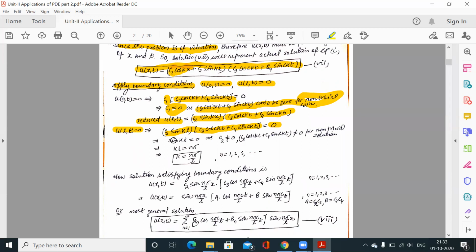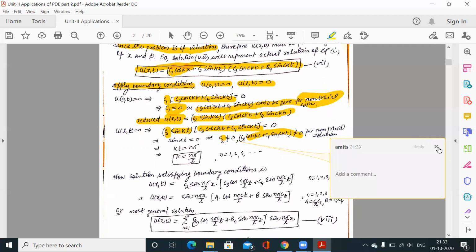Again, we have three possibilities. Either c2 is 0 or sin kL is 0 or this factor is 0, because in this product we have three terms. So either the first term is 0 or the second term is 0 or the third term is 0. But again, this cannot be 0, otherwise the solution would be 0. So we have neglected that. Similarly, if c2 is 0, now the reduced solution is this. So if c2 is 0, then again the total solution would be 0. So again c2 cannot be 0. So c2 cannot be 0, and the third factor cannot be 0.